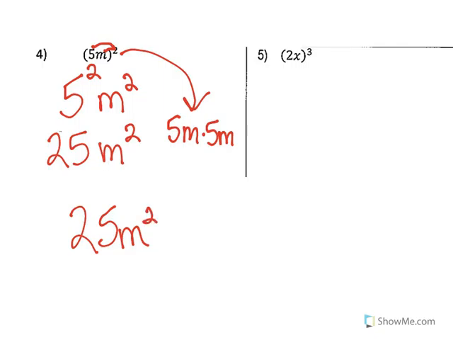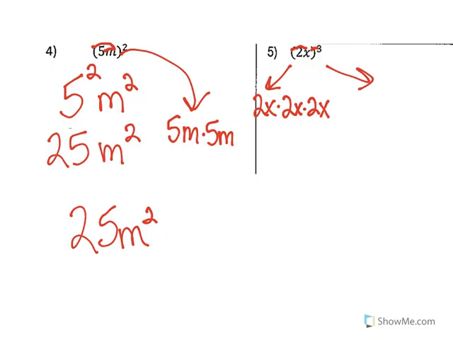All right, on number 5, I could write it the slow way. 2x 3 times. Or I could go 2 goes to the third power. x goes to the third power. You have to decide which method you like the best. All right, what's my answer to this one going to be? Volunteer. 8x to the third power. All right, good job.